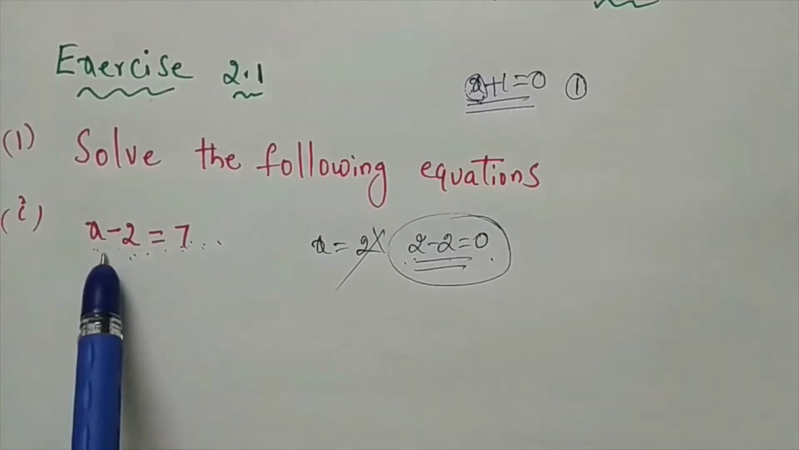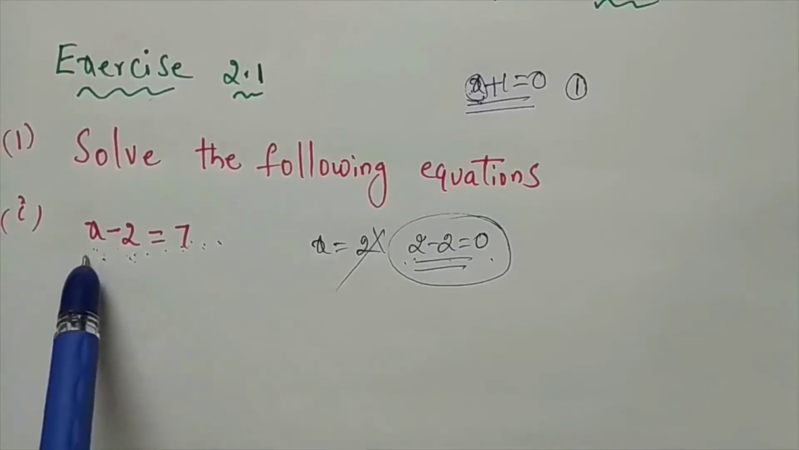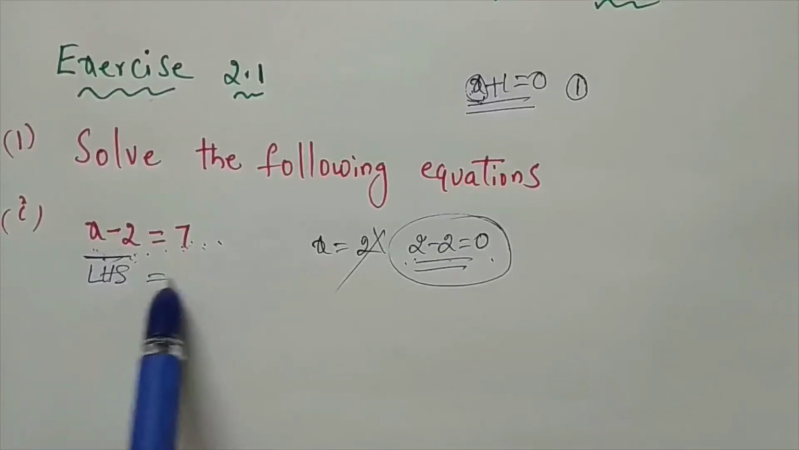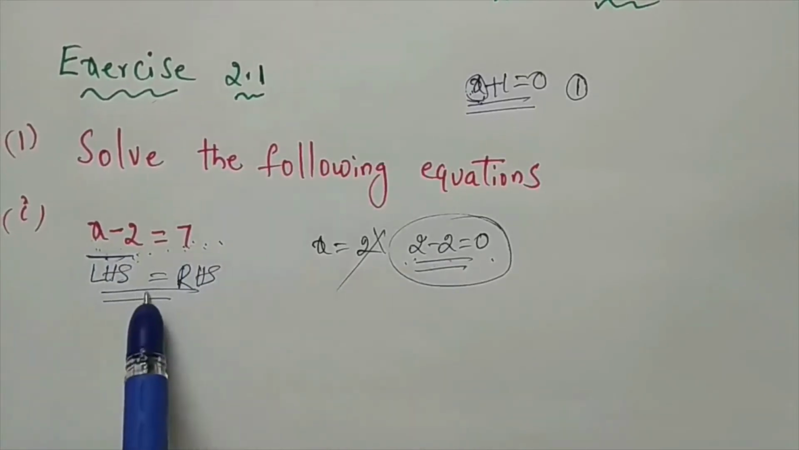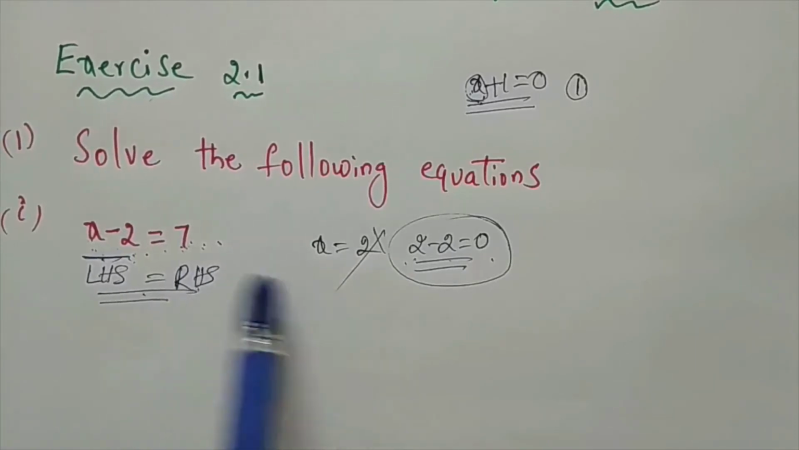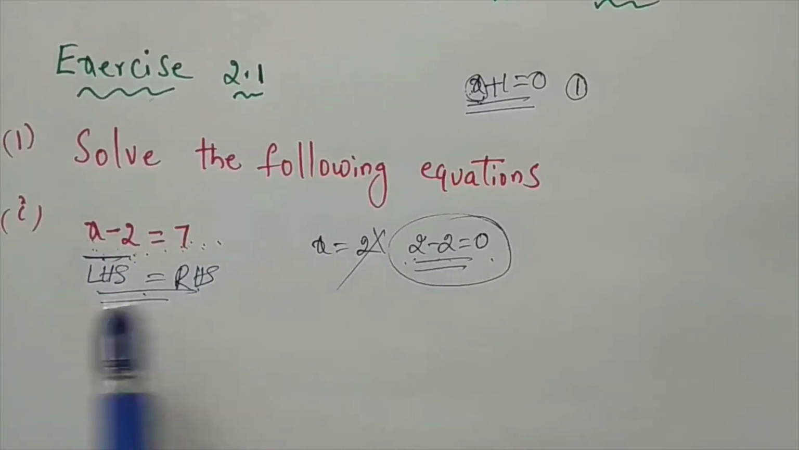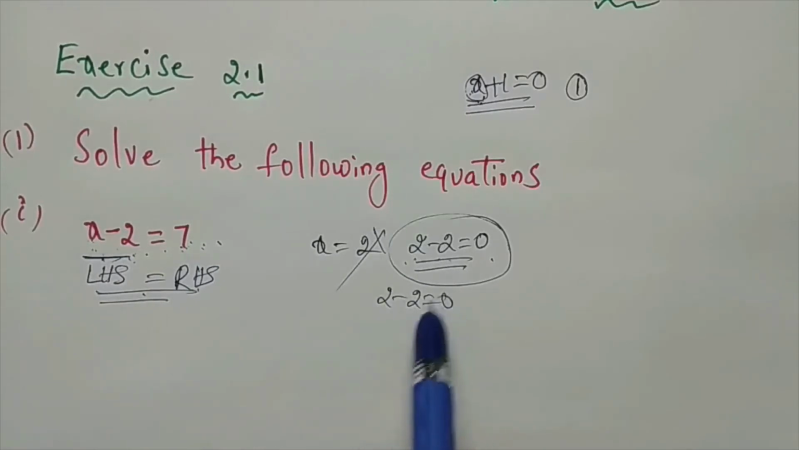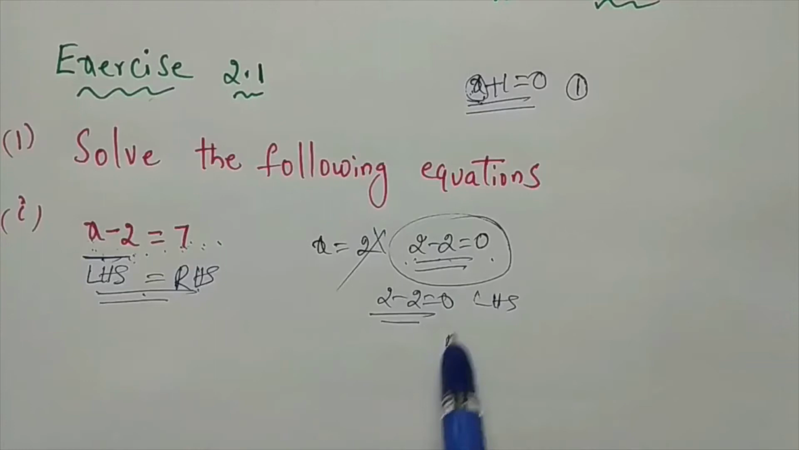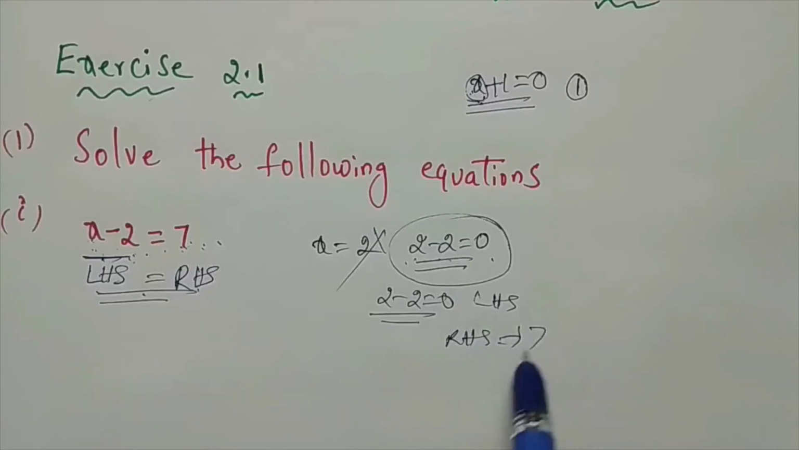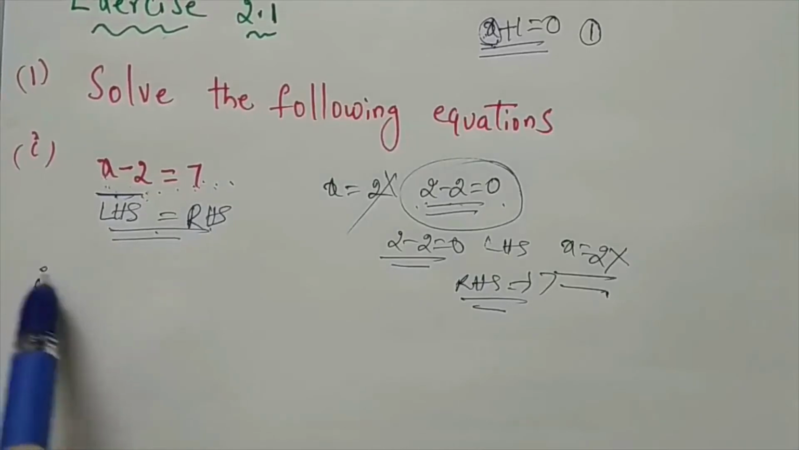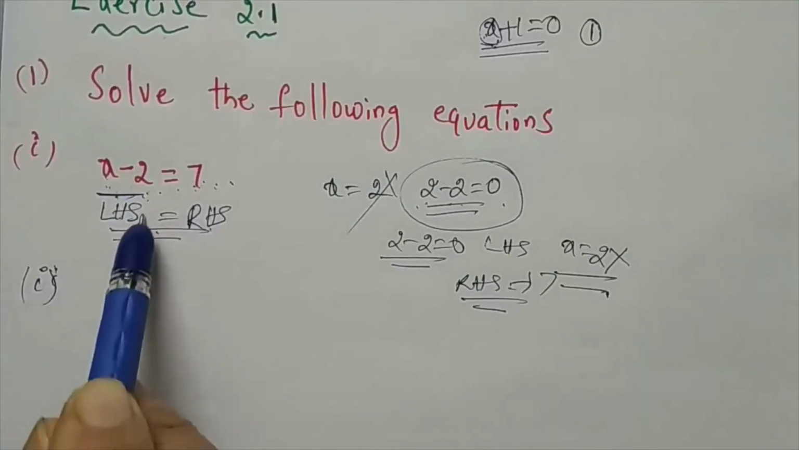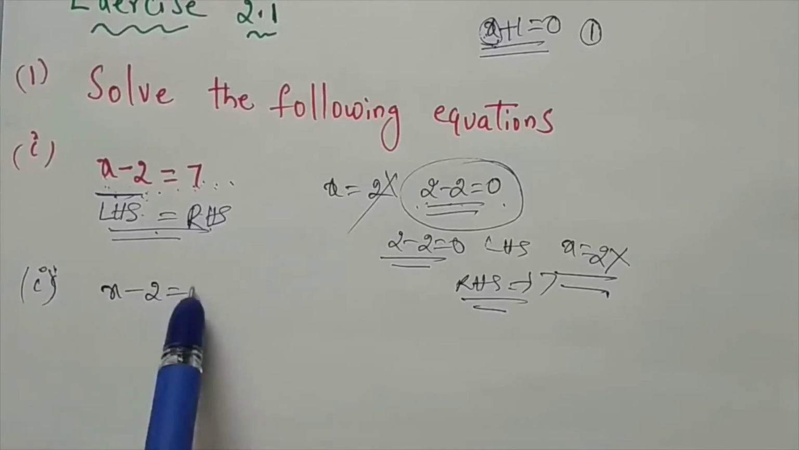So a solution of a linear equation is the one which satisfies the given equation. The solution of the linear equation is the one in which the value of LHS is equal to the value of RHS. Okay. In case of x is equal to 2, the value of LHS is 2 minus 2, that is 0, and the value of RHS is 7. So x is equal to 2 is not a solution of the given equation. Okay. So let's quickly see how to find the solution of this given equation, x minus 2 is equal to 7.